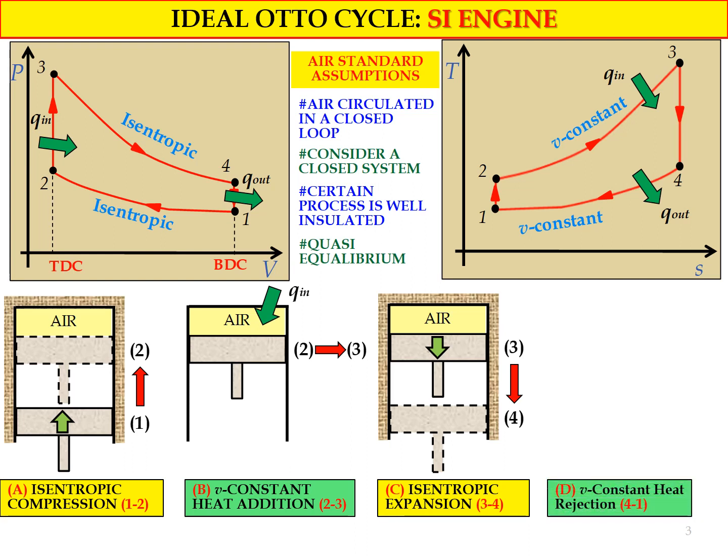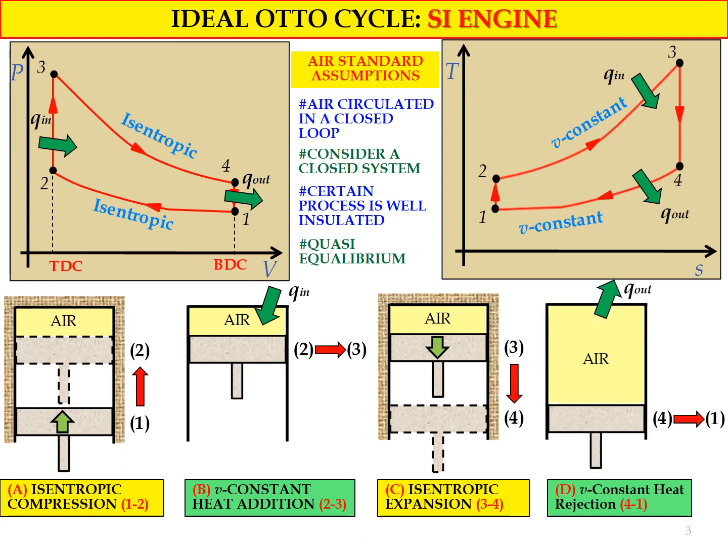Okay, the final process, process D, we call the V constant heat rejection process. V constant because the piston is at a constant position at BDC, and we don't have any insulator surrounding the cylinder because we want to allow heat rejection, which is represented by Q out. Okay, so we call it the V constant heat rejection process for the final process. Okay, these are the processes or the schematic diagrams that can be used to describe or visualize the processes inside the Otto cycle.